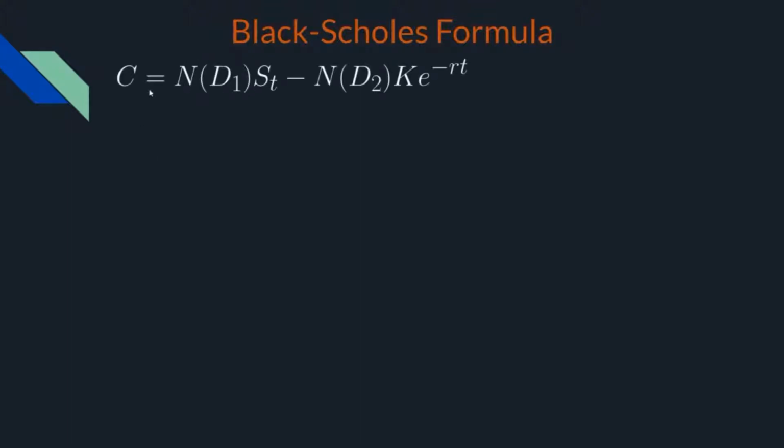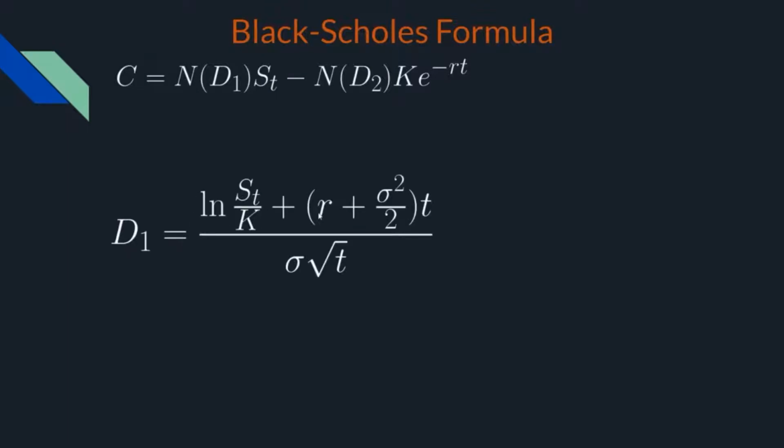The first equation is for call premium. Here C is the calculated per share premium for a call option. We then take the normal distribution of D1 multiplied by ST, which is the active share price of the underlying stock. We then subtract the normal distribution of D2 times K, which would be our strike price, times e to the negative RT, with R being the risk-free interest rate and T being the time till expiration.